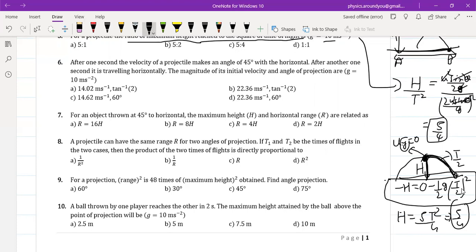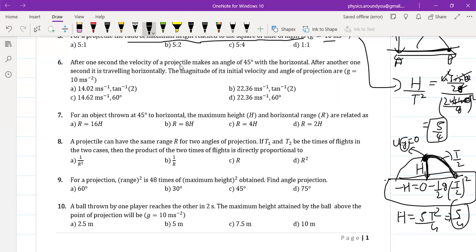So if you're the formula person, go for the formula. If you want to look at it and appreciate the beauty of the situation, consider the second half of the projectile journey. And now we go for the next question, question number 6.